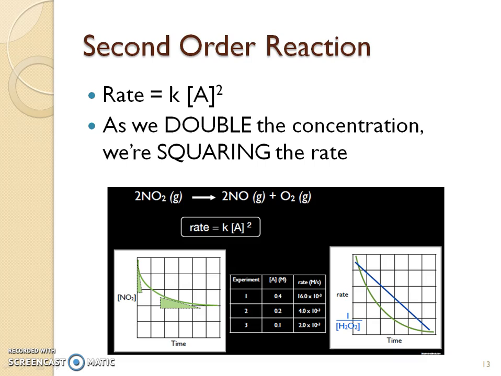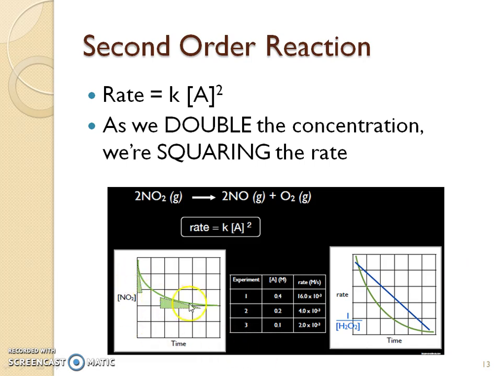A second order reaction can be two different ways. One way he talked about is the concentration of one reactant squared. That's one thing we want to understand: that 2 here is an exponent, right? We're not just doubling the concentration, we're actually squaring that concentration, which means we're squaring the rate. So as we double the concentration, we're really squaring the rate.